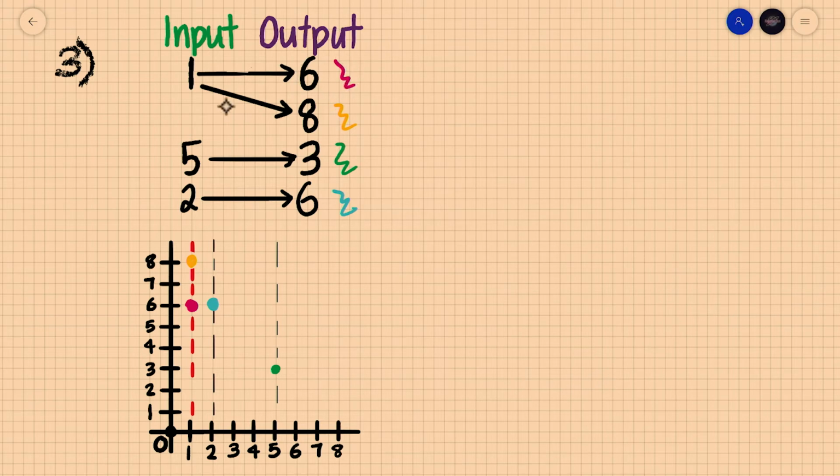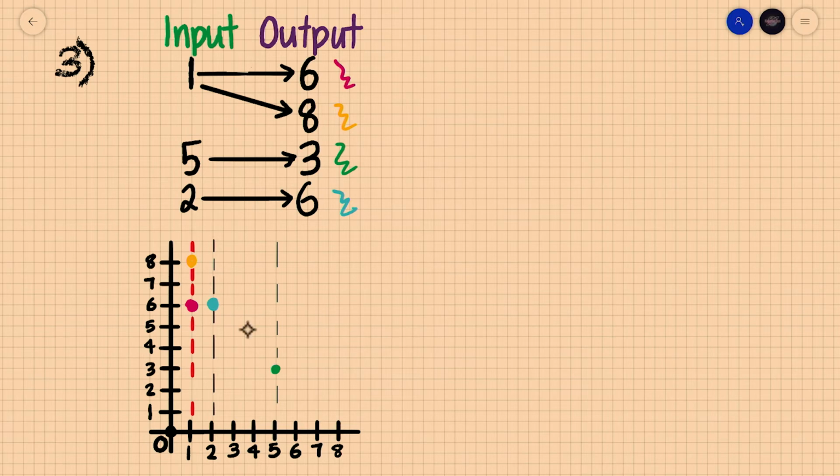So (1, 6) is pink, (1, 8) is yellow, (5, 3) is green, and then finally (2, 6) is blue. So once again, horizontal lines are okay. It can still be a function, as you can see here. However, this vertical line has more than one coordinate or point on it. There are two: (1, 6), the pink dot, and (1, 8), the yellow dot. And that is not a function because, once again, the line has more than one point intersecting it.